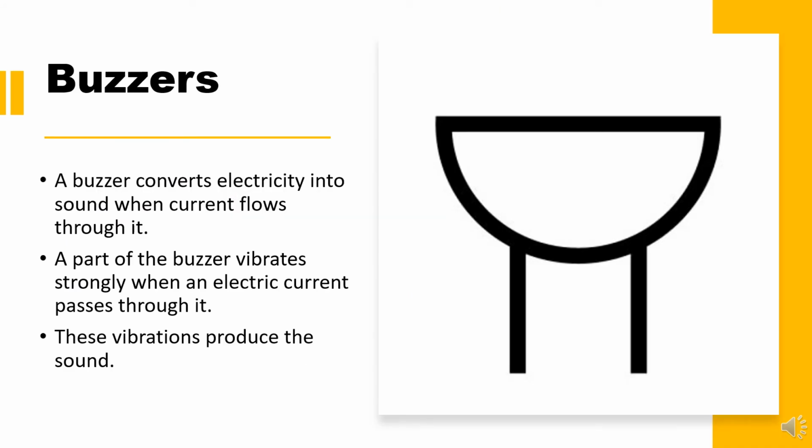Buzzers. A buzzer converts electricity into sound when current flows through it. A part of the buzzer vibrates strongly when an electric current goes through it. It is these vibrations that produce the sound.